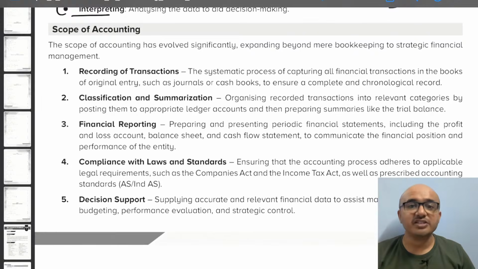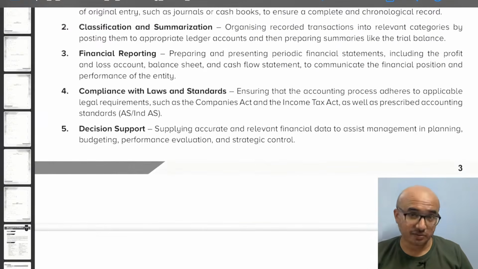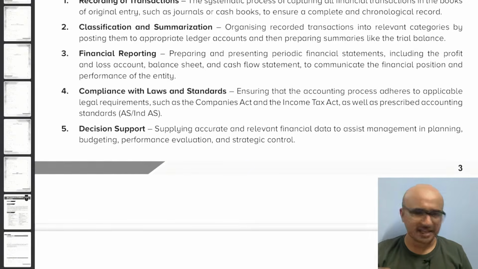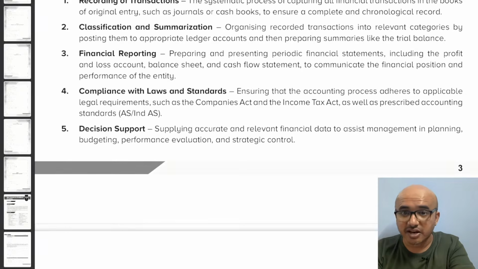Compliance with laws and standards. Of course, that is one of the things which we expect accountants to do. So we'll have to make sure that we comply with various laws and standards. Law could be any law enacted by the country. For example, we'll have to follow income tax, we'll have to follow Companies Act, we'll have to follow various other acts, Provident Fund Act, Employee State Insurance Act. At the same time, we'll also have to follow certain standards. So what are these standards? These standards are like, for instance, we have accounting standards, that is Ind AS, we have IFRS, whatnot. So all these standards will also have to be followed.